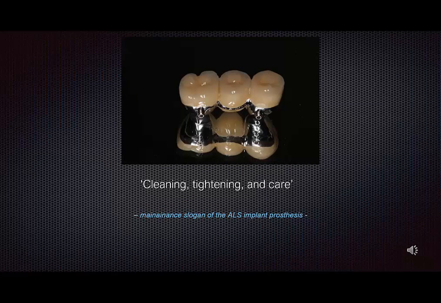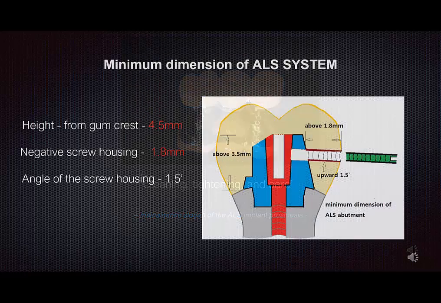This is the maintenance slogan of the ALS implant system: wipe, tighten, and care. The space in the oral cavity where the ALS implant system can be used is as follows. The inner maxillary space is at least 4.5 millimeters. And the thickness of the prosthesis to be inserted into the screw housing is at least 1.8 millimeters.